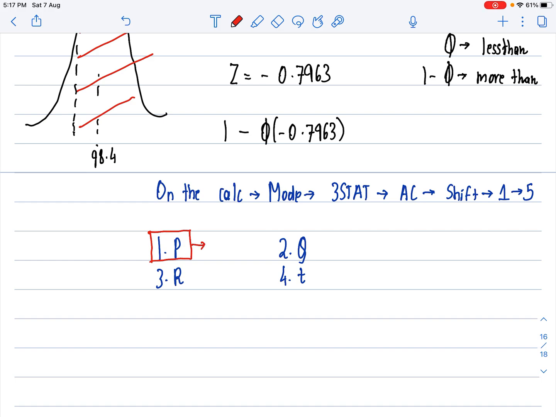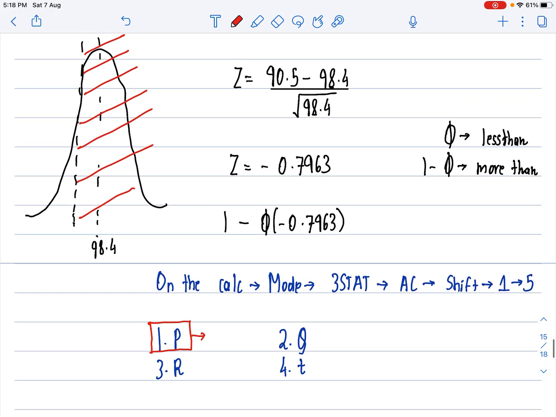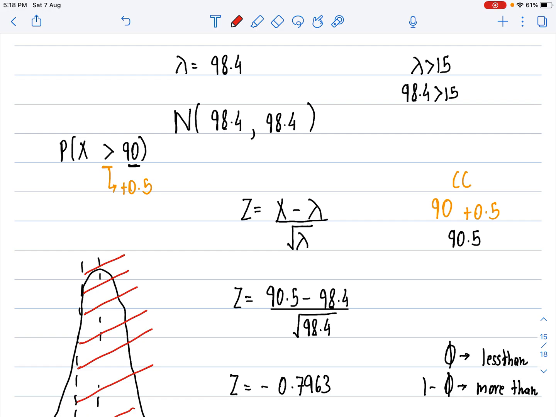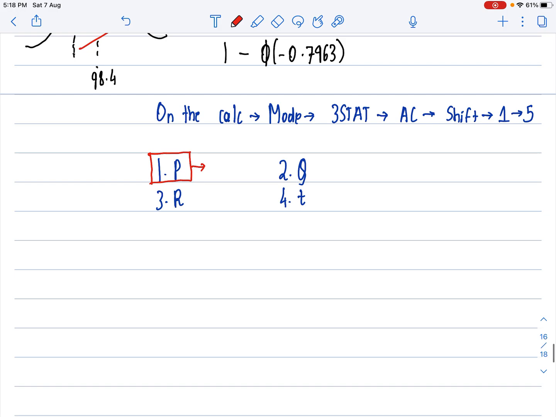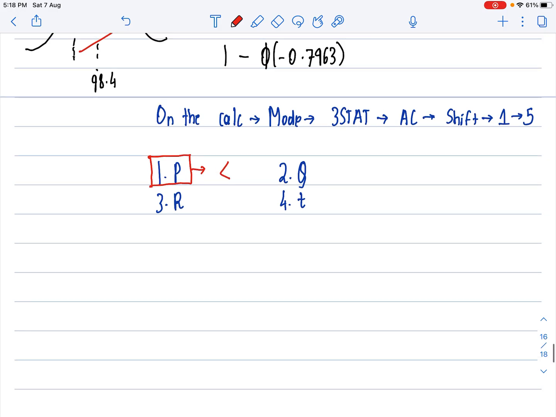It doesn't matter because it's continuous. So the less than or less than equal to doesn't really matter when you're calculating it. It only matters during the continuity correction because the sign is important for that. Correct? So for basically less than values, you click on 1 and you click on R for more than values. Correct? This is what you need to know.